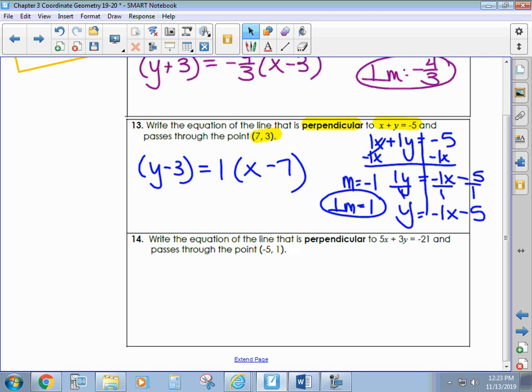Do we need to do the other one, or do we feel good? How many of us like y equals mx plus b better? How many of us like this better? But no matter what you picked, you're good going both ways, because I need you to be okay with both ways. All right.